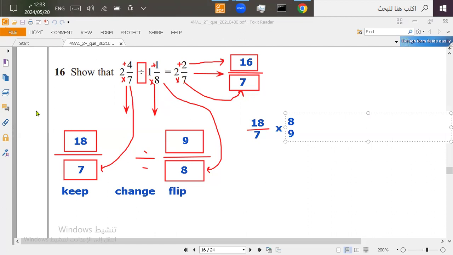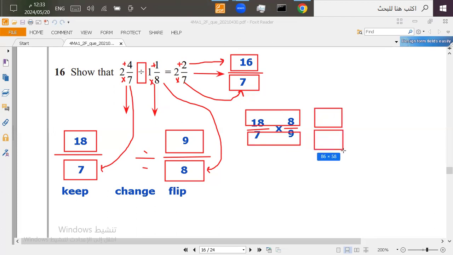Now, here, we're doing the same steps. Now we're going to multiply. When we multiply fractions, it means we multiply the numerators and we multiply the denominators and write the answer. So here is going to be the answer for our question. So when we multiply them, first we multiply the numerators, 18 times 8. 18 times 8 is 144. And then we have 7 times 9. So 7 times 9 is 63.